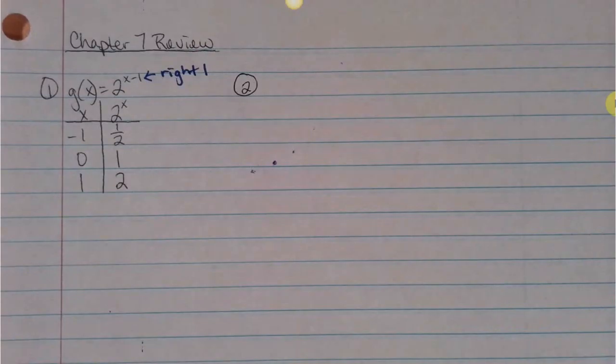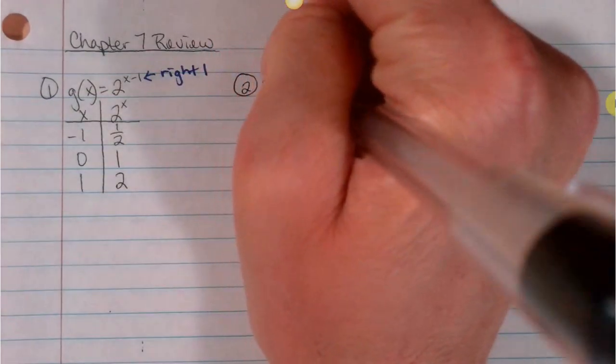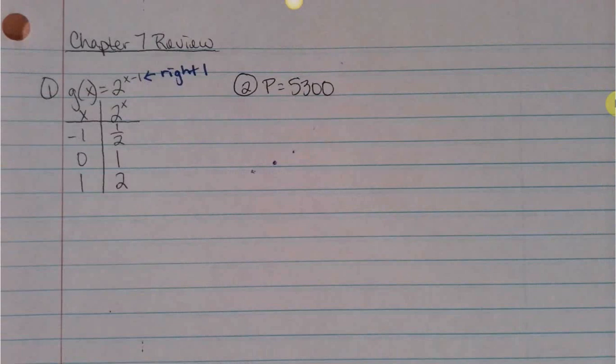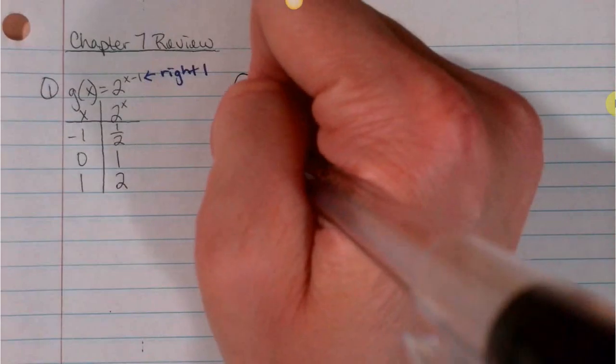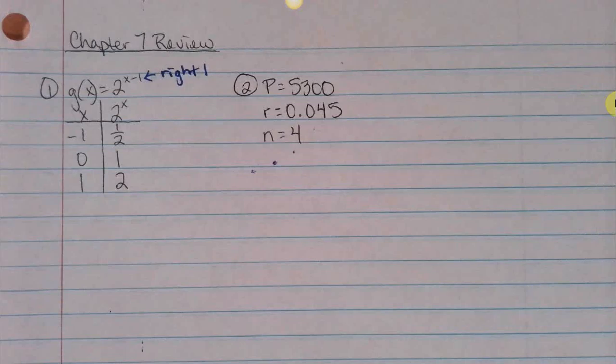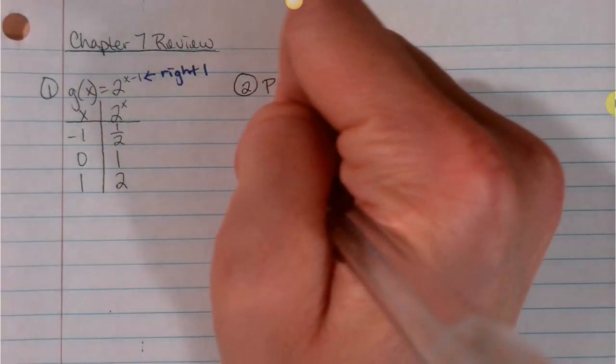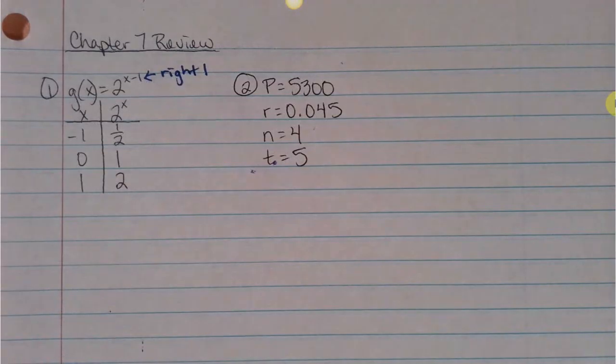Number 2 is a compound interest problem where the $5,300, that's going to be the principal. The rate is the 4.5%, so 0.045 as a decimal. And we're told that it's compounded quarterly, so that means that n is equal to 4. And we're trying to find the value of the investment after 5 years, so that's going to be the t.